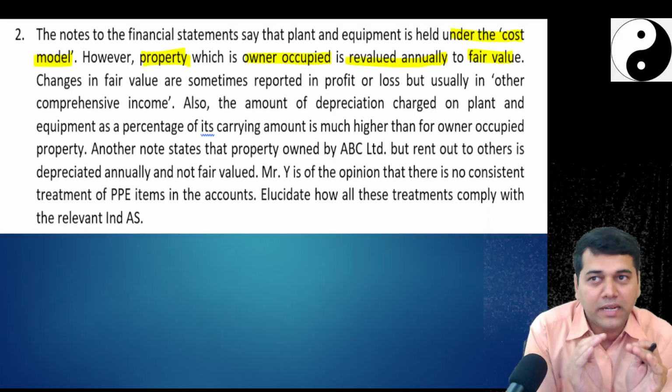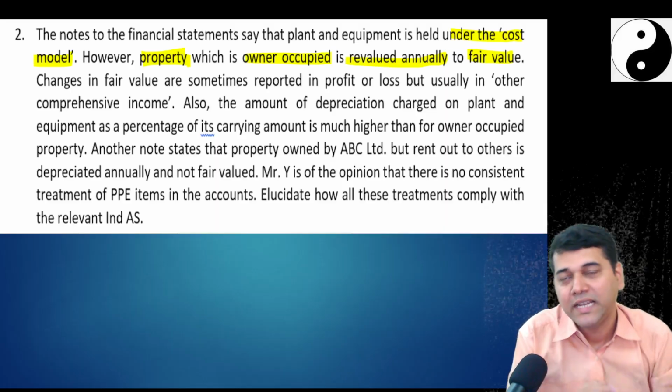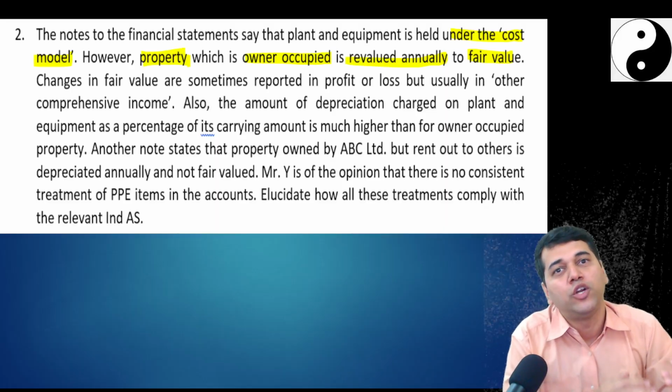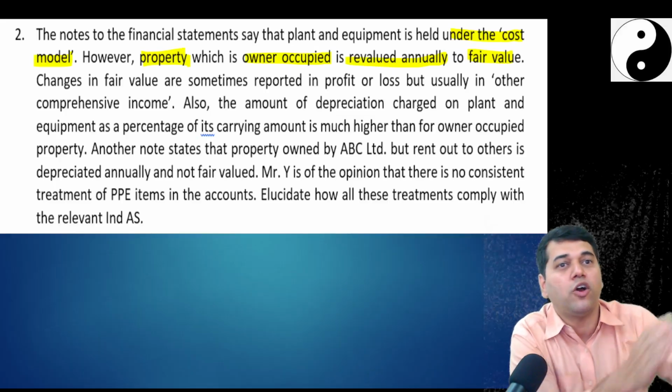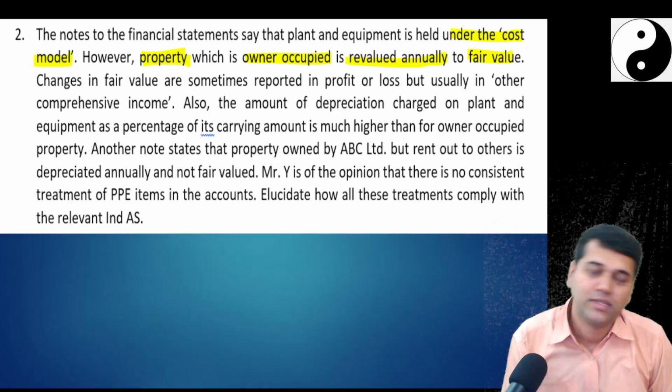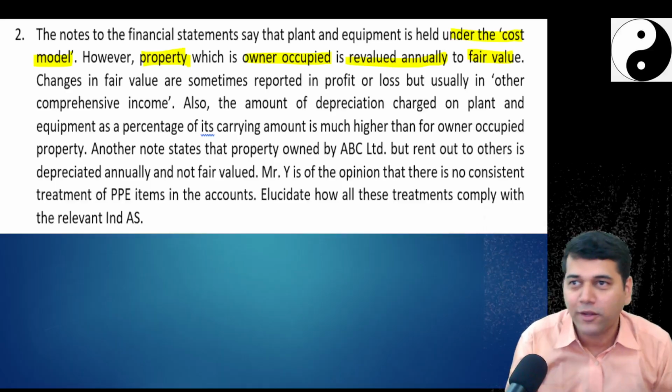Sir, under PPE there is something called a class. Ind AS 16 has permitted me to apply cost or revaluation on a class by class basis. The managing director said, okay, I don't have any problem.